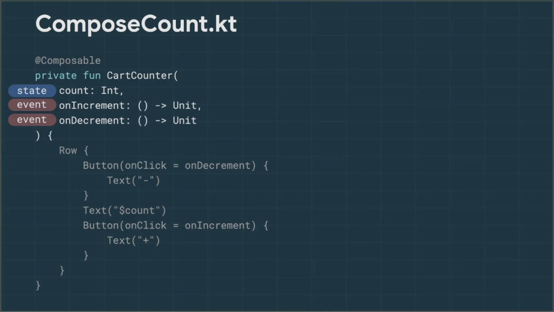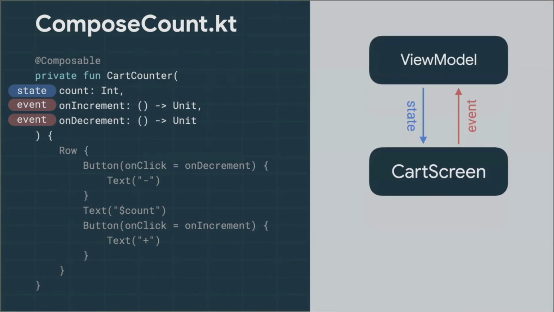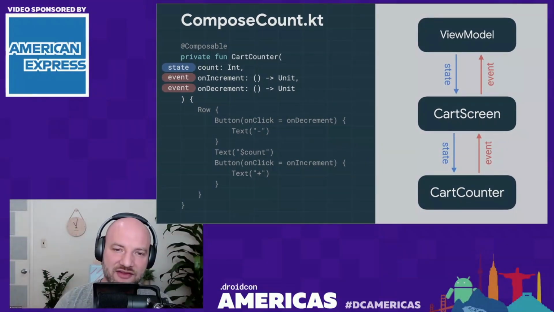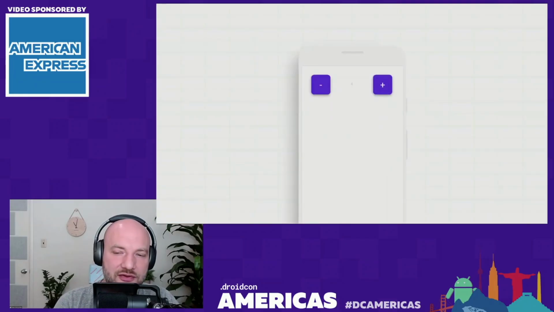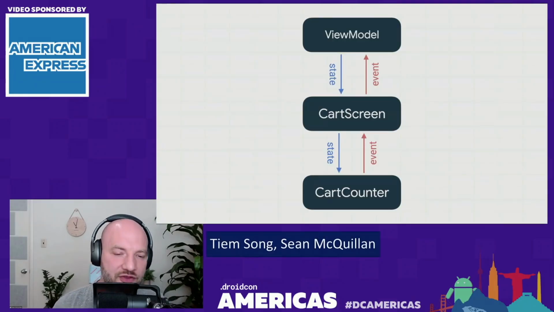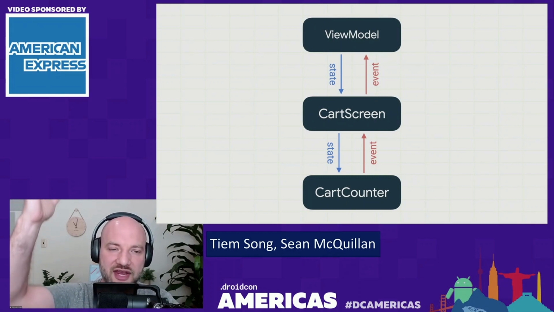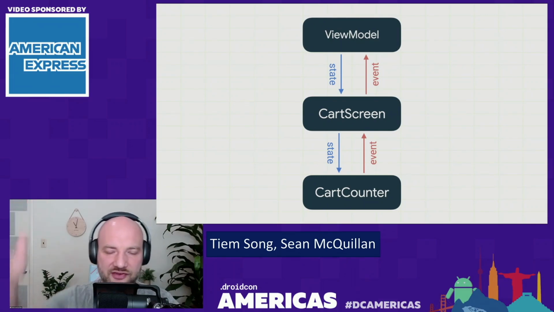Now, if we go back to our unidirectional data flow diagram, we can see we've added another level to our unidirectional data flow, and we've preserved state going down and events going up. And if we run it again, we see when the user clicks on the button, the 3 turns into a 4. So this is the big idea of Compose. As we add more levels of UI, we maintain this unidirectional data flow. We want it so that state always flows down and events always flow up.